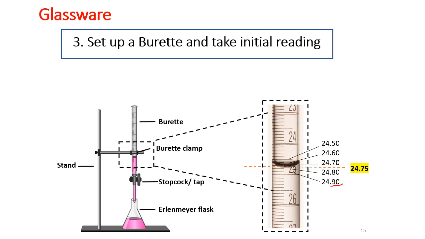Because let us have a look again at the meniscus. The meniscus was found to be between the 24.7, this is the 24.7, and this is the 24.8. What if my line, this dotted line, is between the 24.7 and the 24.8, then my reading will be 24.75. So in the burette, you will always have one of these options.